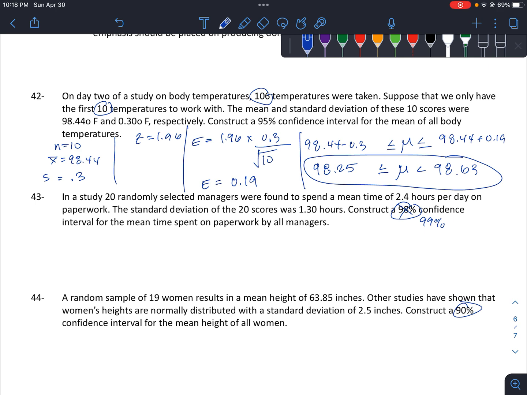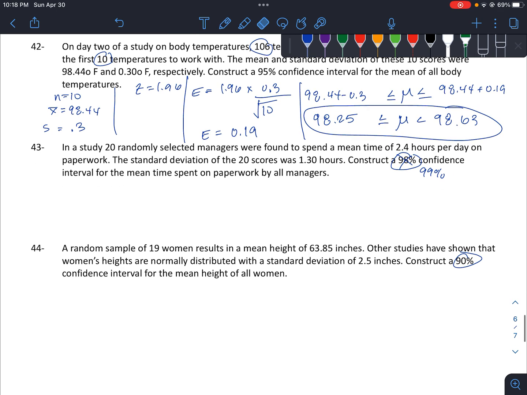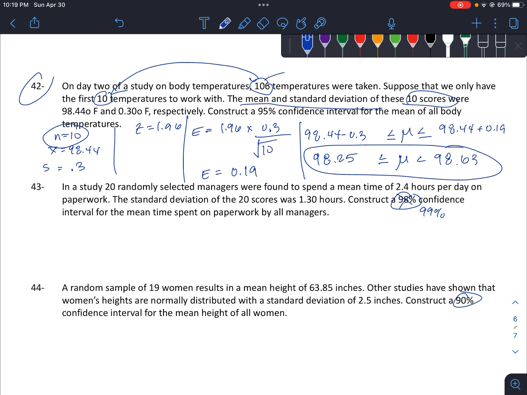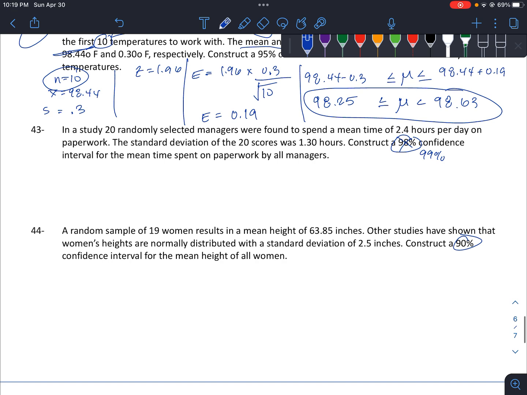Okay, so you'll follow the same process that you did up there for here, although this one's a little tricky for 42 because it kind of gives you two numbers that could potentially be your value for n. But the reason why we choose 10 is because the standard deviation and the mean are taken from the 10. So essentially what we're saying is that this is the population right here. This is the sample. So that's what we're doing.